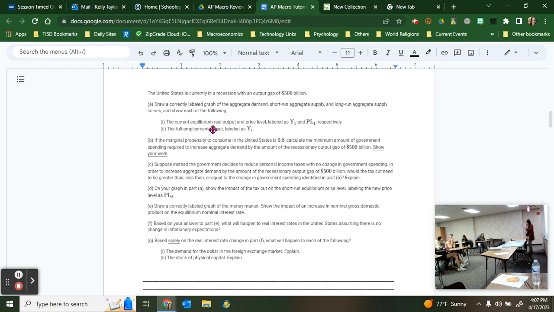Okay, now we draw and label a graph of the money market. Show the impact of the increase of nominal GDP on the equilibrium nominal interest rate. Fall semester kids, you labeled this graph incorrectly. I kind of get it, it's been a long time. Spring semester kids, we literally had the test over this on Friday. So shame for those of you that had an upward sloping money supply curve, because money supply is vertical. Money demand is downward sloping, with the quantity of money on the horizontal axis.